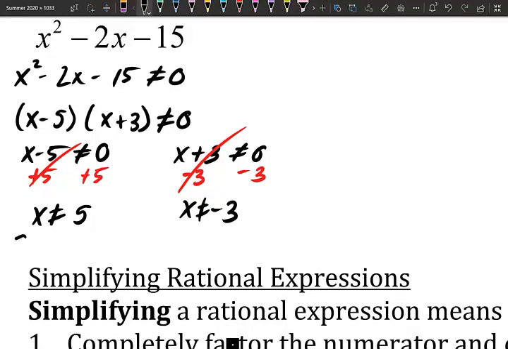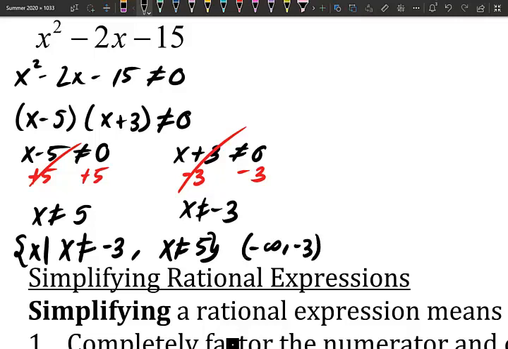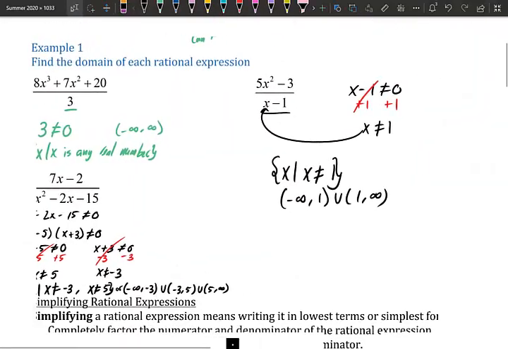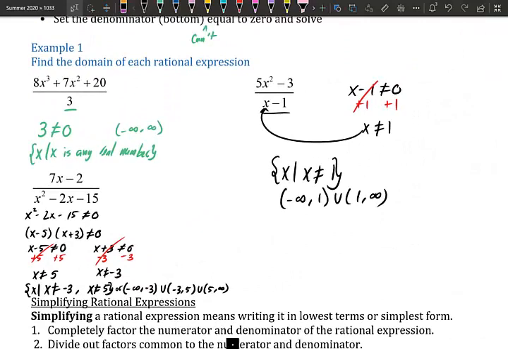So there's two ways to write it. We could say x such that x cannot equal negative 3, comma, or and, x cannot equal 5. Or in interval notation, this would be negative infinity to negative 3, union, negative 3 to 5, union, 5 to infinity. Whenever you have a fraction, just bottom cannot equal 0. That's how you set it up, and you'll find your domain every time.